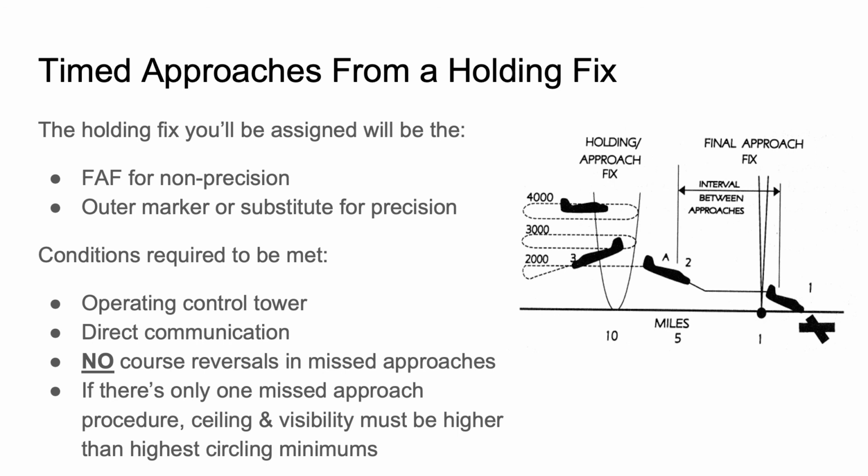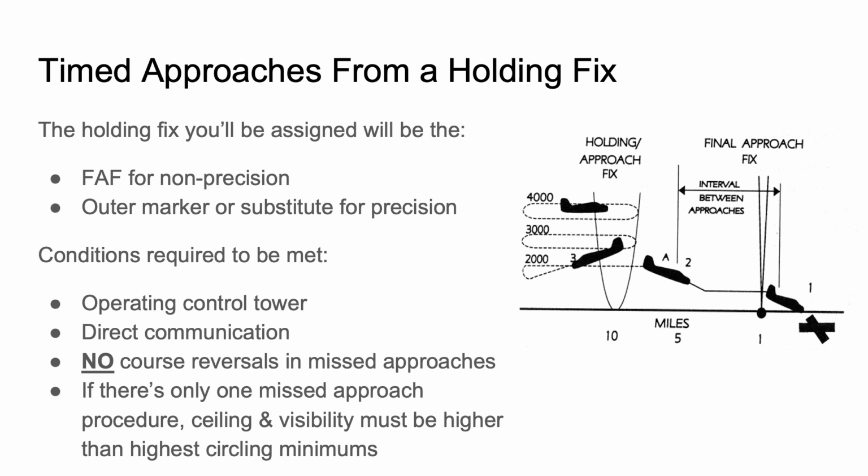In order for timed approaches from a holding fix to be approved, there have to be certain conditions met. One is that there's an operating control tower. That's so that the control tower can let ATC know that you've made it to the airport so that they can release the next aircraft. Number 2 is there has to be direct communication, and that's fairly obvious since you can't be assigned your approach time without that communication.